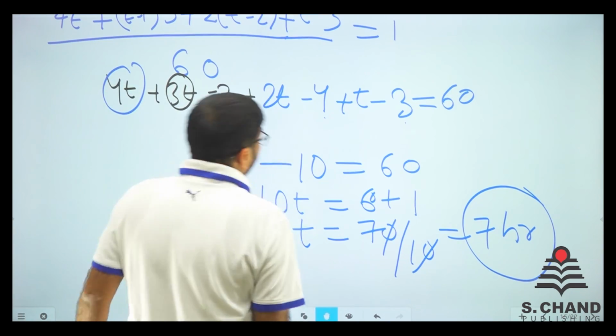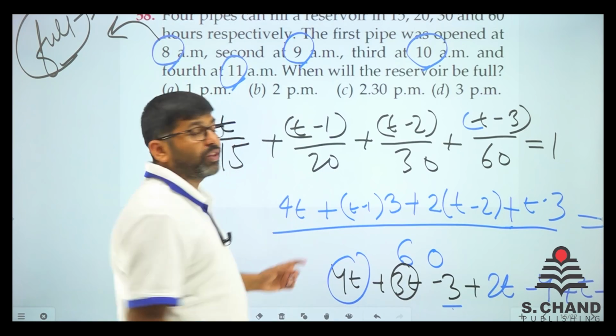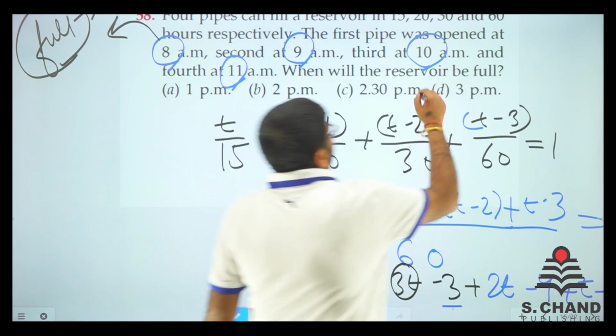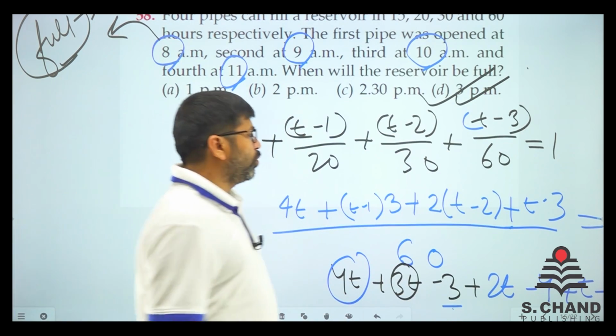So 7 hours. Now 8 a.m. plus 7 hours, right? So 8 plus 4 is 12 hours, then 3 more, so 3 p.m. 3 p.m. is the time when it gets filled completely, right? Let's move on to the next question.